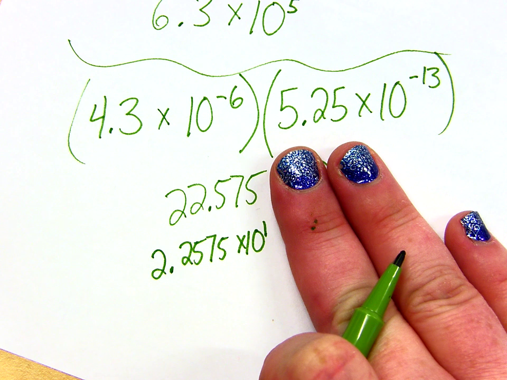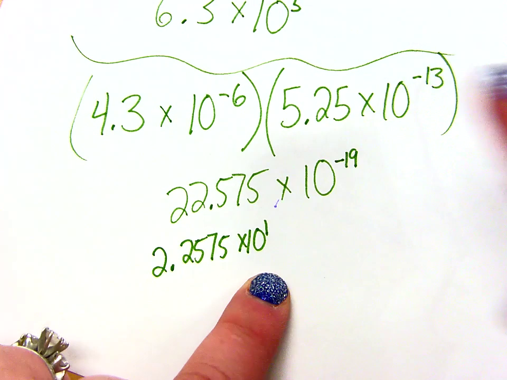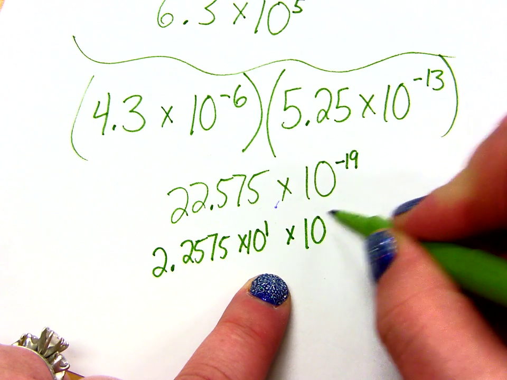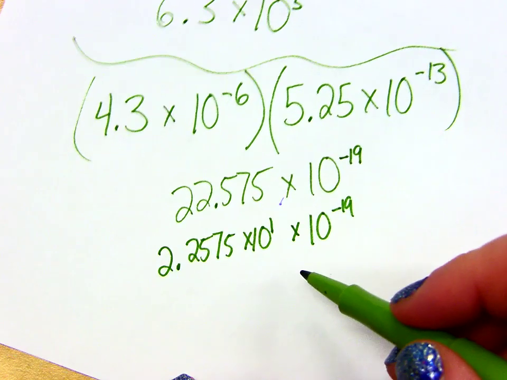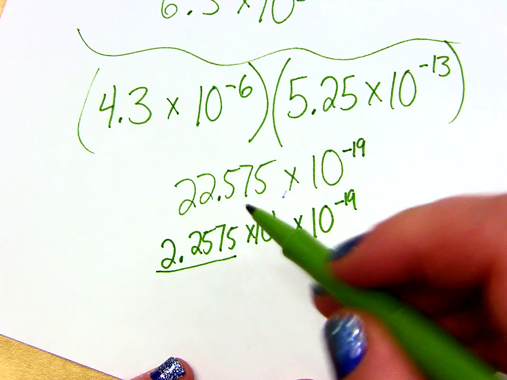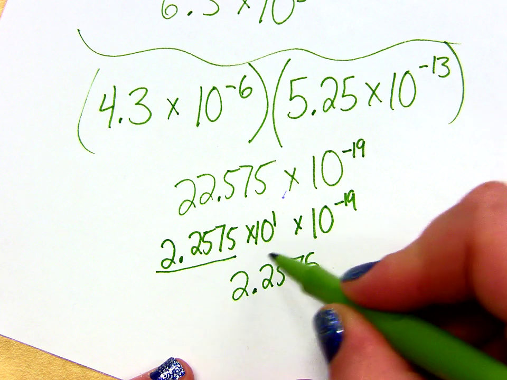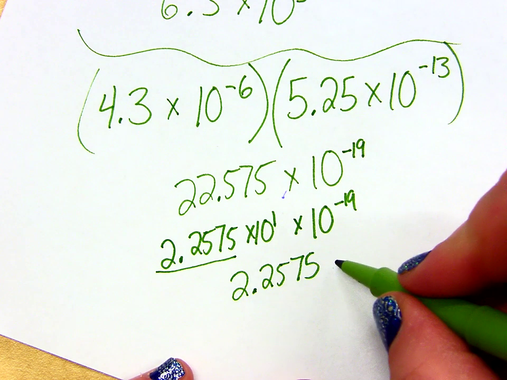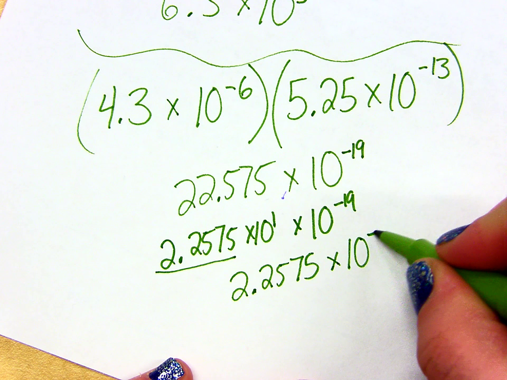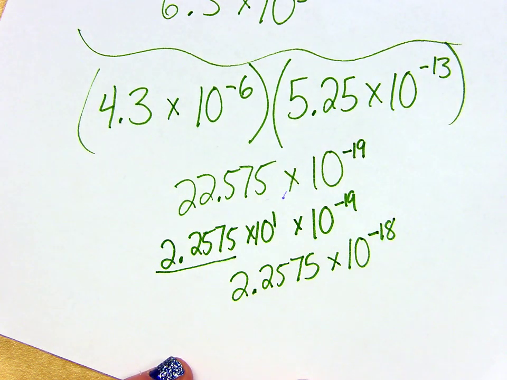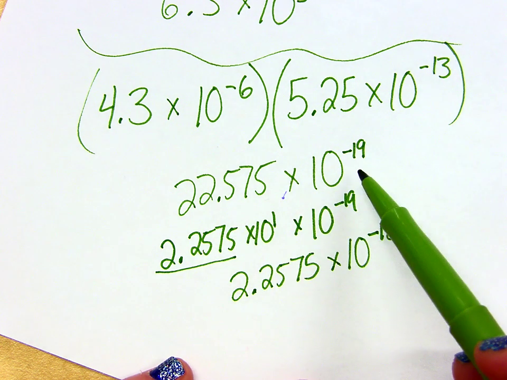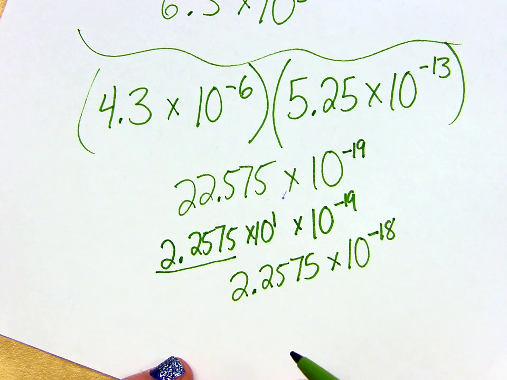Is everybody with me so far? And now I have to bring this in. I do have this times 10 to the negative 19th. So now I have my first number, which is between 1 and 10, so I like it. But now I have 10 to the first times 10 to the negative 19th, so it would be 10 to the negative 18th. That is that number in correct scientific notation. This is the biggest problem, getting your final answer, because a lot of times it doesn't come out nice, and then you have to adjust.